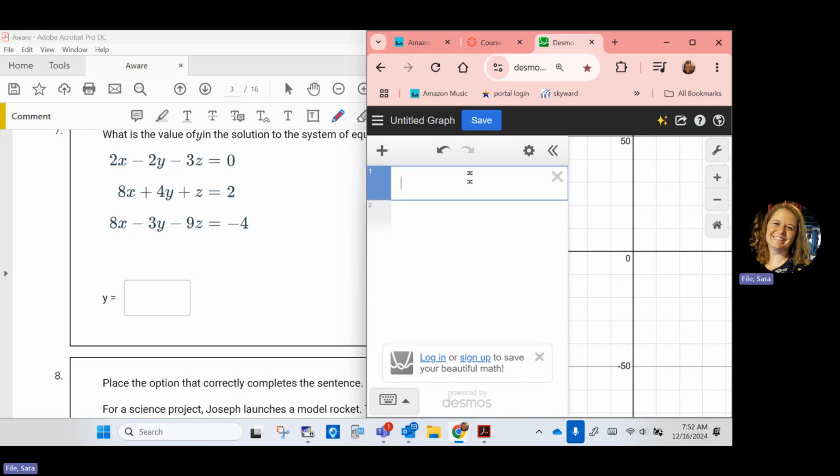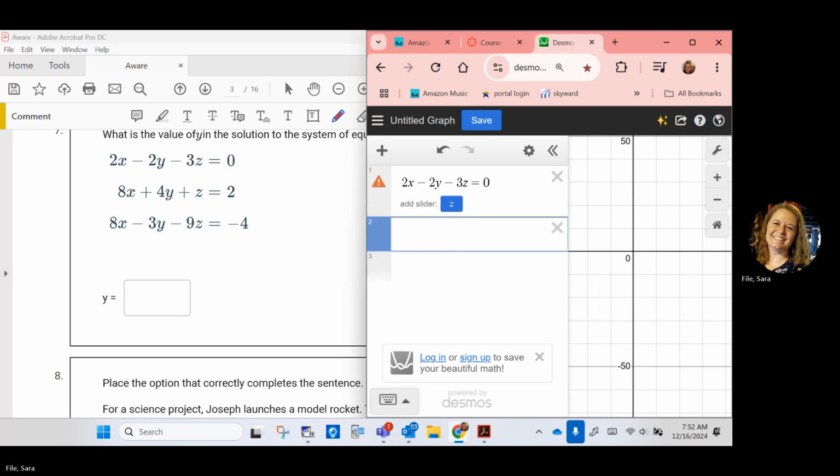All right, so 2x minus 2y minus 3z equals 0. 8x plus 4y plus z equals 2.